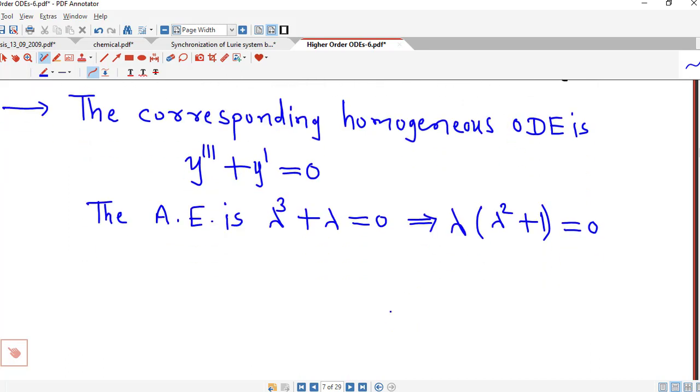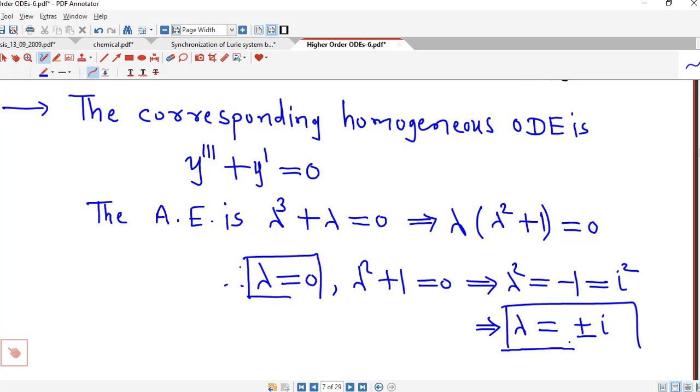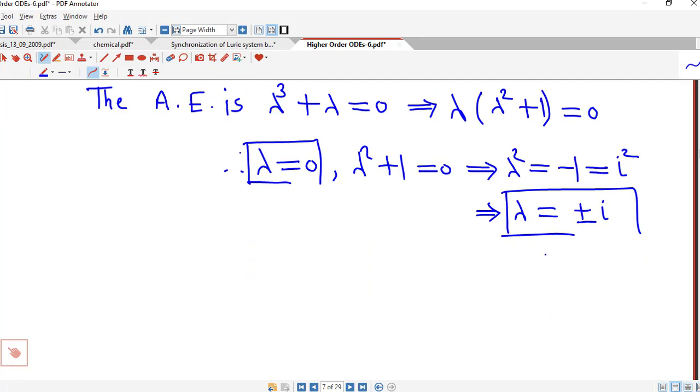Therefore lambda equal to 0 and lambda square plus 1 equal to 0. This we can rewrite as lambda square equal to minus 1, and minus 1 is nothing but i square. So from this we obtain lambda equal to plus or minus i. So we have one real root and two complex roots. This is a pair of complex roots with real part equal to 0. If we compare 0 plus or minus i with alpha plus or minus beta i, then alpha is 0, beta is 1.